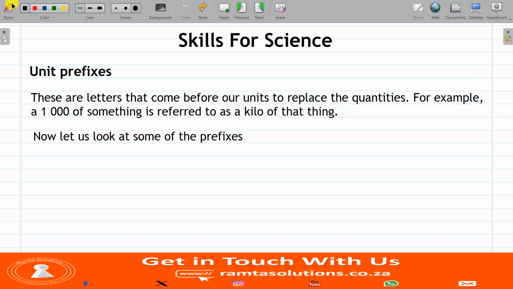Today, on the skills for science, we are looking at unit prefixes. These are the letters that really come before our units to replace the quantities. For example, 1,000 of something will always be referred to as a kilo of that thing. Now, let me remind you of South African slang.